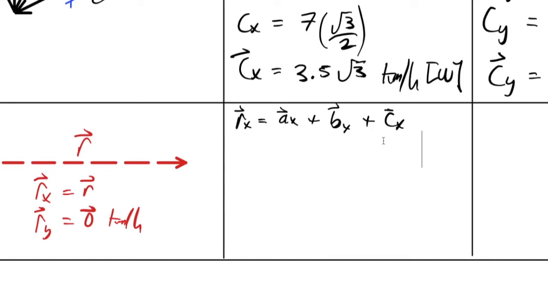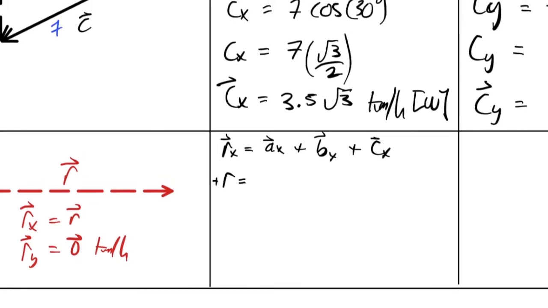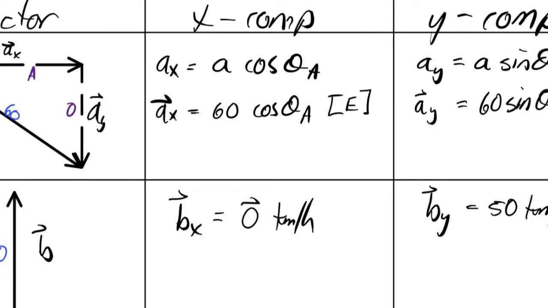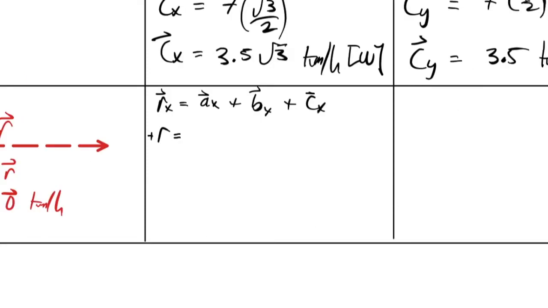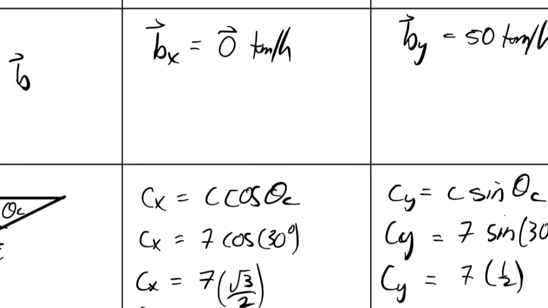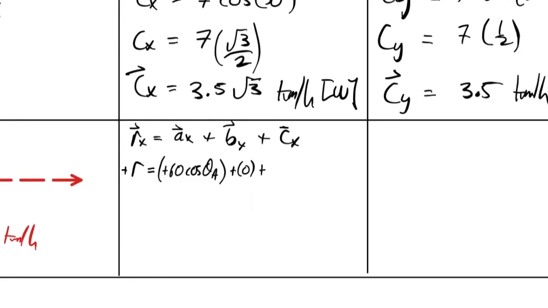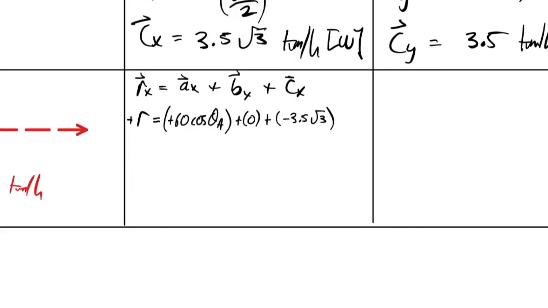So we're going to drop our vector notation because everything in the x-axis is collinear. Our Rx is really just our R, so that equals R, and it's positive because it's going to the right. Now our Ax is east, and it is 60 cos theta A. So I'm going to substitute in positive 60 cos theta A. Our Bx is 0, and our Cx is west, so that will be negative 3.5 root 3. We'll do a little cleanup here. So this is R equals 60 cos theta A minus 3.5 root 3. I'll call this my equation 1.